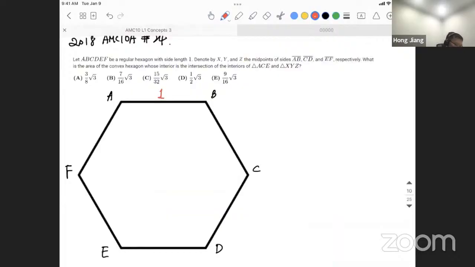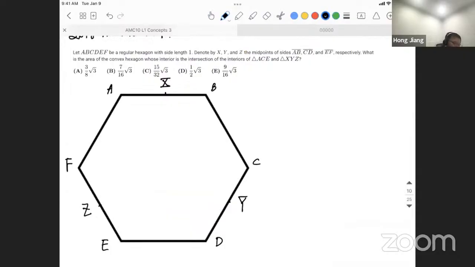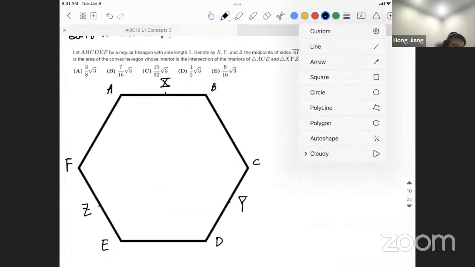We denote X, Y, Z as the midpoints of AB, CD, and EF. Let's see. X is here. Y is CD, which is here. And Z is EF. X, Y, Z are the three midpoints of AB, CD, EF, respectively. So what is the area of the convex hexagon whose interior is the intersection of the interior of ACE and XYZ? I have to figure out what ACE is.